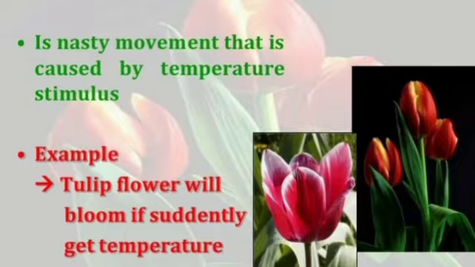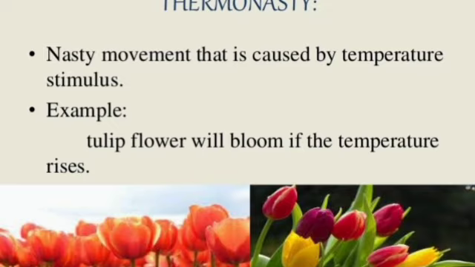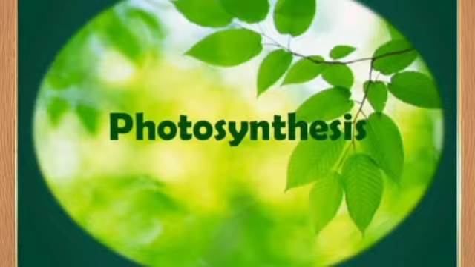Thermonasty. Thermonasty is a movement of a part of a plant associated with change in temperature. Example, tulip flowers bloom as the temperature increases.